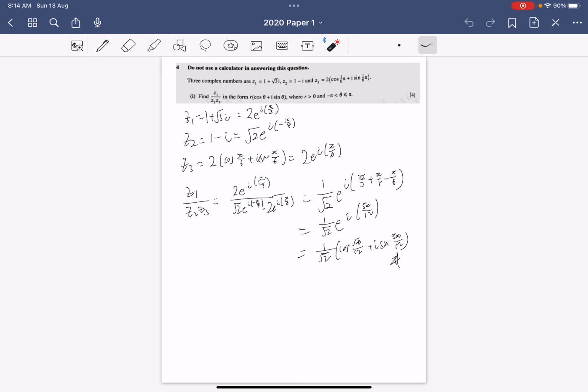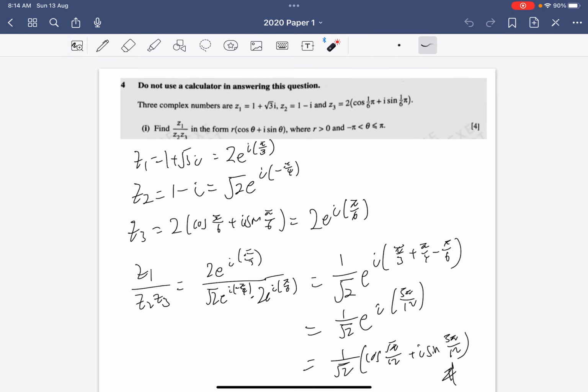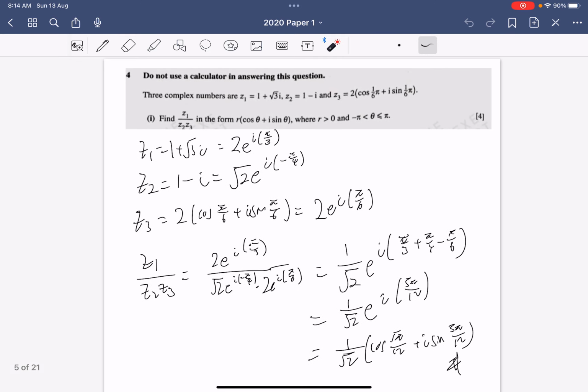Hi, in this series, we'll be continuing the 2020 H2 Mathematics Paper 1. We left off at question 3, and for question 4, it is testing us on complex numbers. So we are given 3 complex numbers and we're supposed to find Z1 over Z2, Z3.